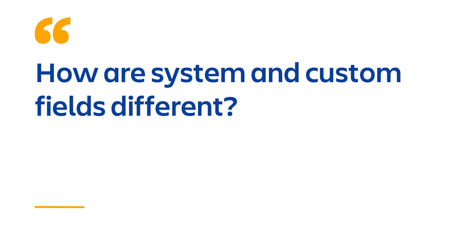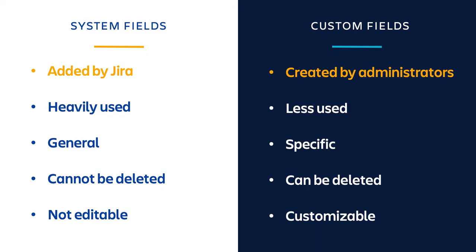A question you might have at this point is, what's the difference between system and custom fields? Let's consider those differences. First, system fields are added by default to Jira, whereas custom fields are created by Jira administrators. System fields, such as the summary, are used on every issue in every project. Custom fields, however, are often only used in a specific project or for a specific issue type and to meet specific requirements. As a result, they aren't used across Jira.